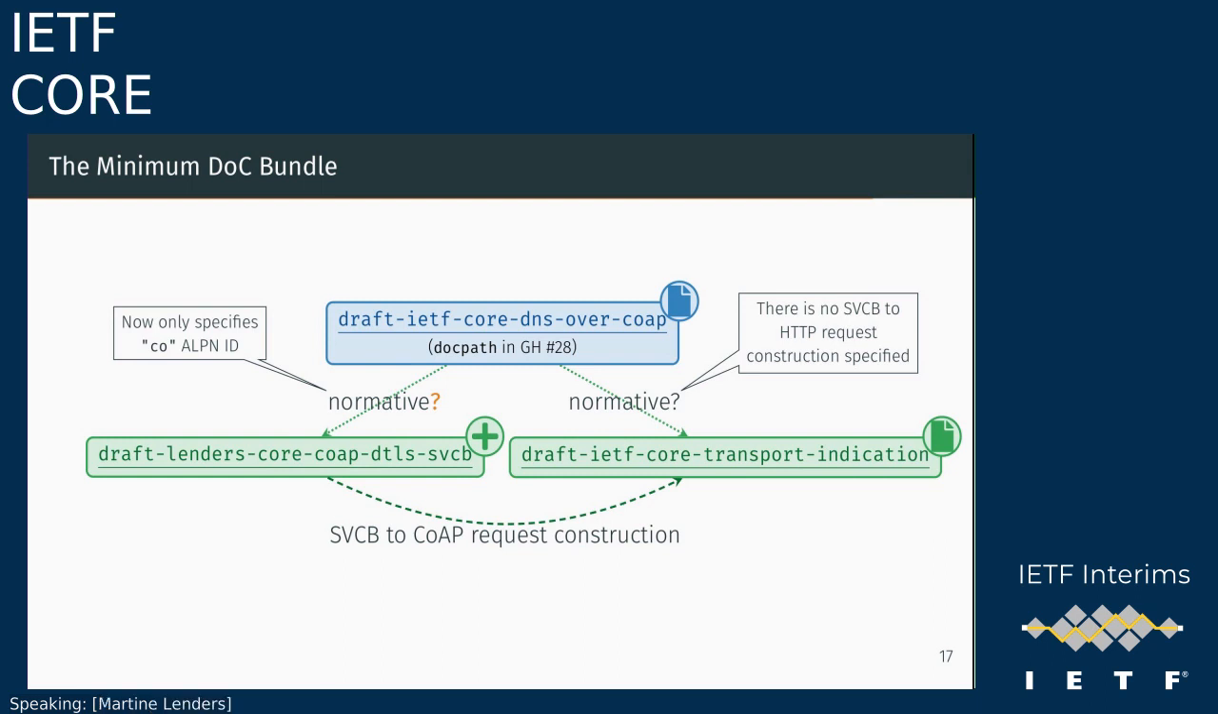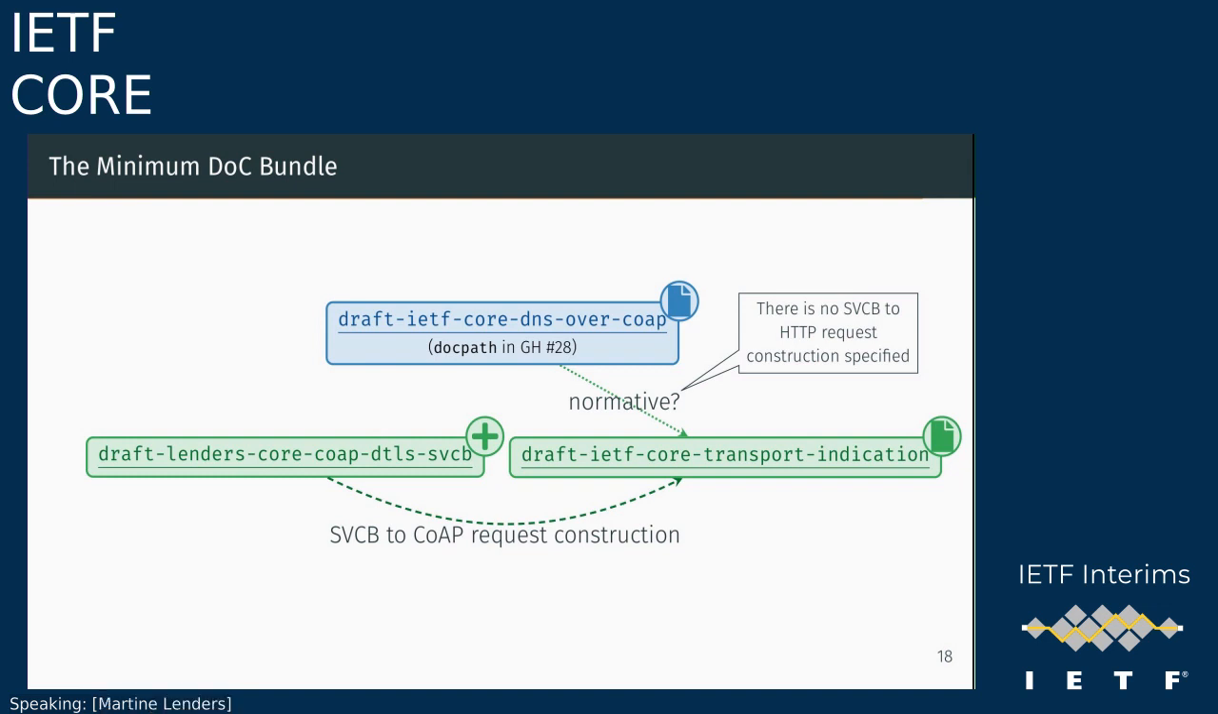But then this raises the question, do we actually need the normative references in DNS over CoAP? Because this now only specifies this CoAP ALPN ID, and since we already have ALPN IDs and have DNS over DDR and DNR, which are already RFCs, is this actually needed as a normative reference, or can we just say, hey, if you want to do CoAP over DTLS, there is this draft, you can read it, but basically it's just this ID. So does this really require a normative reference is the question there.